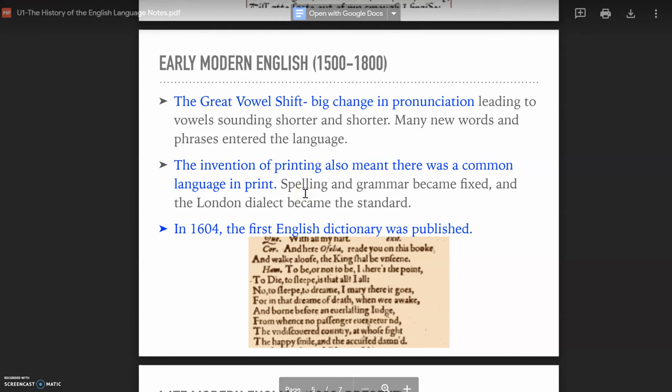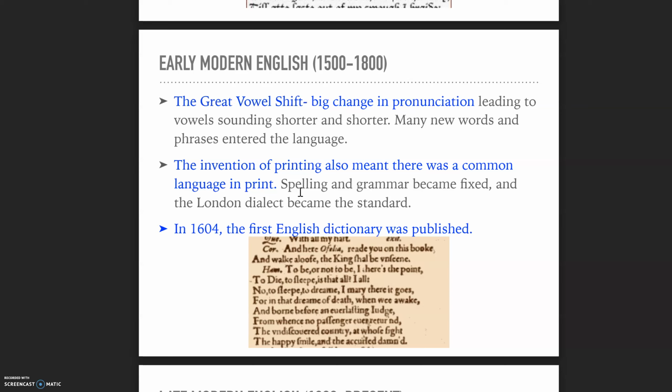The invention of printing also aided in the spread and popularity of this language, because there was now a common language in print and it was accessible to many more people so that they could learn it. So spelling and grammar became fixed, and the London dialect became the standard dialect of English.